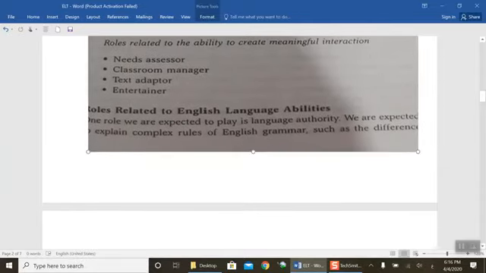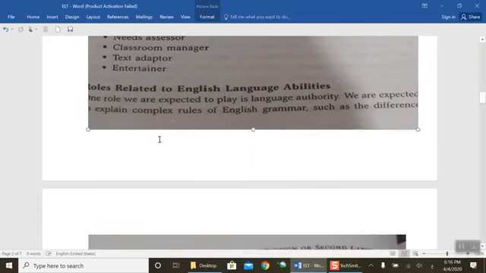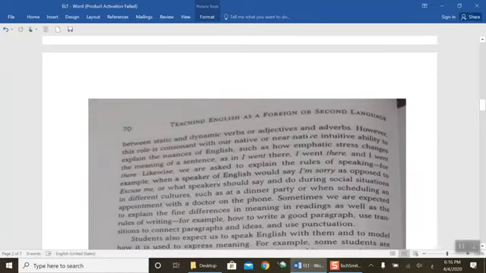One role we are expected to play is what? Language authority. We are expected to explain what? We as teachers are expected to explain complex rules of English grammar. You see here? For example, the difference between static and dynamic verbs, or adjectives and adverbs, present simple and present continuous.